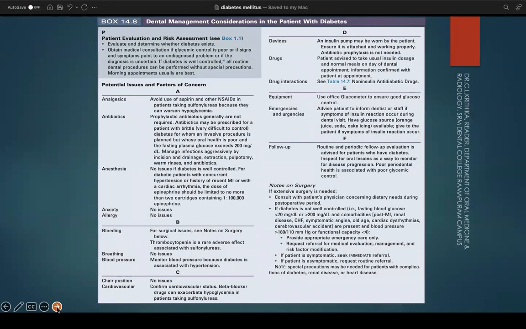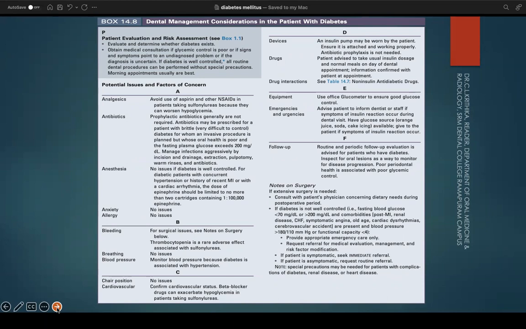So this is a comprehension of what are the factors and potential issues that is of concern in a dental office while treating a patient with diabetes mellitus. Whenever analgesics are given, especially NSAIDs and aspirin, care is to be taken to see if the patient is taking sulfonylurea drugs, which can worsen hypoglycemic attacks.